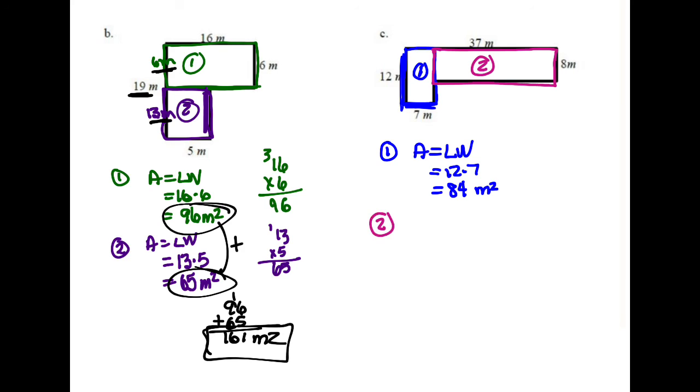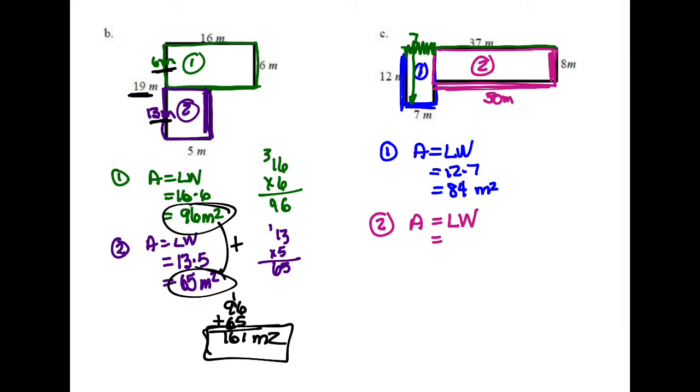Okay, rectangle 2. Area is length times width. Okay, so we know the width is 8, but we don't know the length. The whole length all the way across is 37, but we don't want all of it. We want to get rid of this part, so we just have the pink part, right? So that green squiggly part is the same thing as this part, so that's 7. So if I take 7 away from the 37, I get 30. So that's not going to be too bad. I chose pretty well, I think.